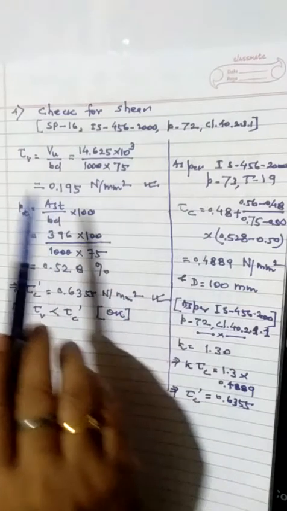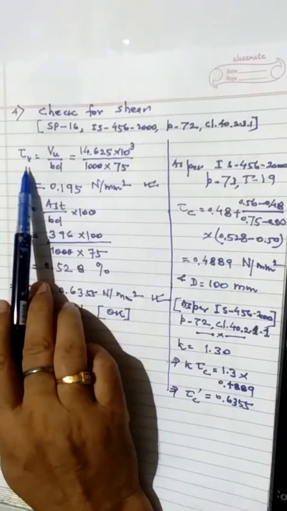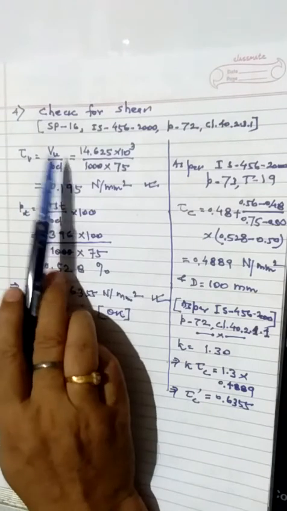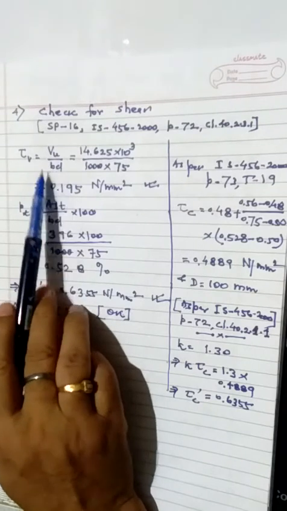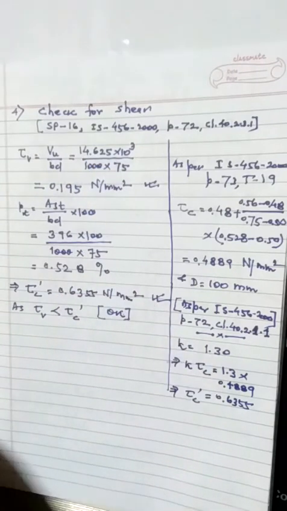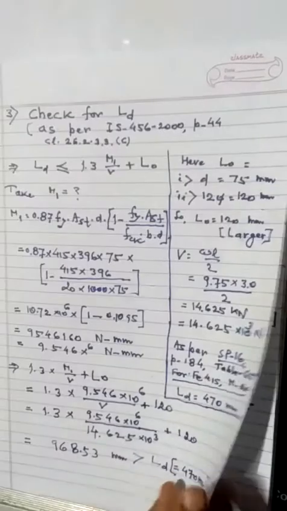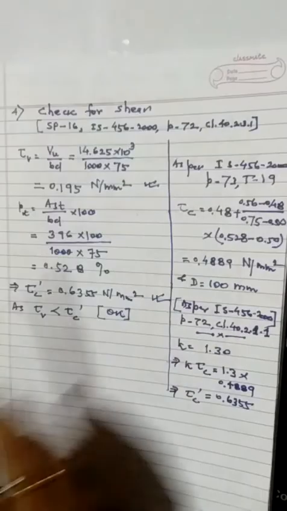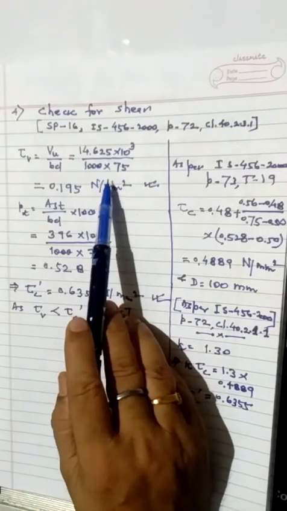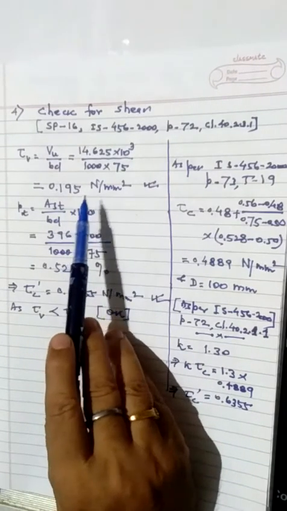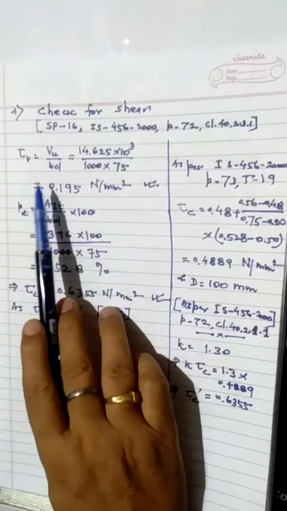clause 40.2.3.1. The nominal shear stress tau V equals VU by BD. VU is the shear force and BD is the effective cross-sectional area. So 14.625, this we have already calculated, VU is 14.625 into 10 to the power 3. So this divided by 1000 and divided by 75, we get 0.195 Newton per millimeter square as the nominal shear stress.